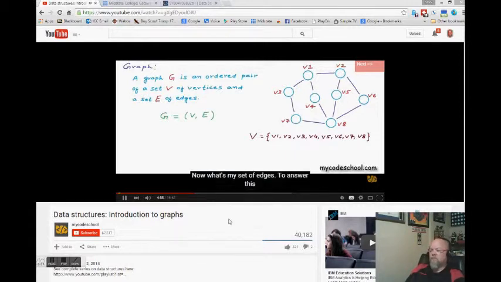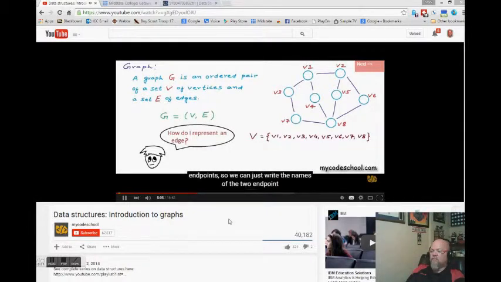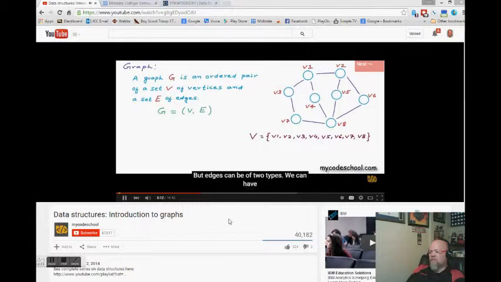Now what's my set of edges? To answer this, we first need to know how to represent an edge. An edge is uniquely identified by its 2 endpoints. So we can just write the names of the 2 endpoints of an edge as a pair, and it can be a representation for the edge. But edges can be of 2 types. We can have a directed edge in which connection is one way, or we can have an undirected edge in which connection is two-way. In this example graph that I'm showing here, edges are undirected.